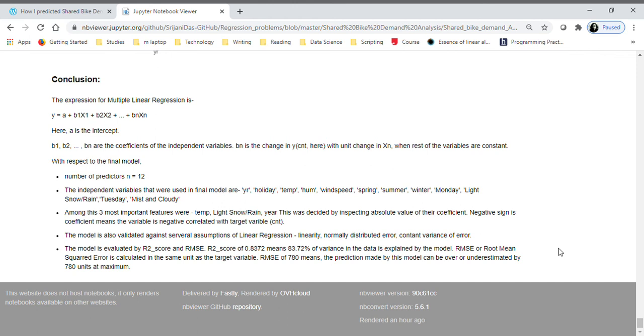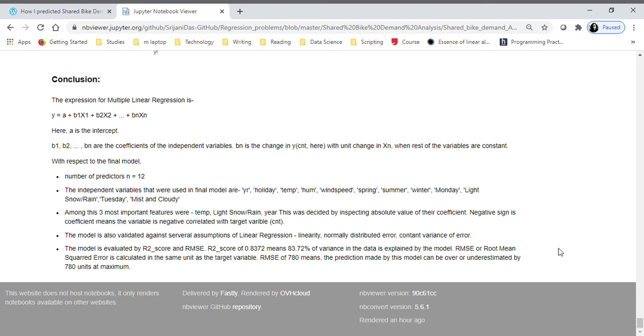The model is also validated against several assumptions of linear regression, like linearity. Of course, we saw that there is a strong linear relationship in some of the features with count, and normally distributed error. That also we saw from the residual distribution. We also saw constant variance of error, or homoscedasticity, when we made a scatter plot between the y test value and the residual. We saw that there is no such trend going on in that plot. From that, we concluded that the variance is sort of constant here.